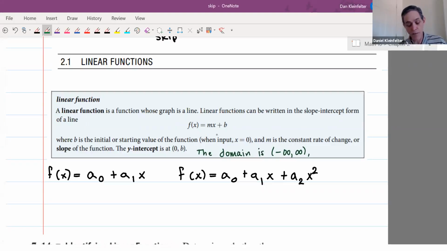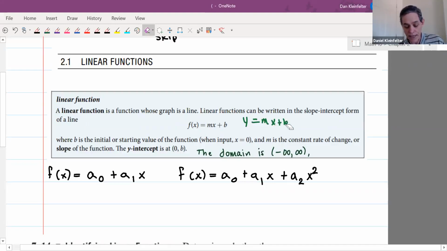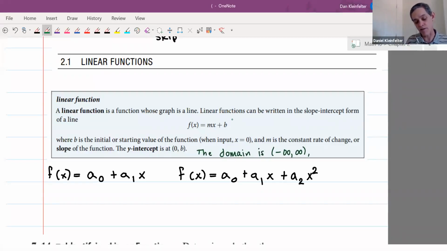Linear functions can be written in slope-intercept form: f of x equals mx plus b, which is not surprising. You're used to already the equation of a line, y equals mx plus b, the slope-intercept form. So it has the exact same structure. b is the initial or starting value of the function when the input x is equal to 0. And m is the constant rate of change called the slope of the function. The y-intercept is at the point (0, b).